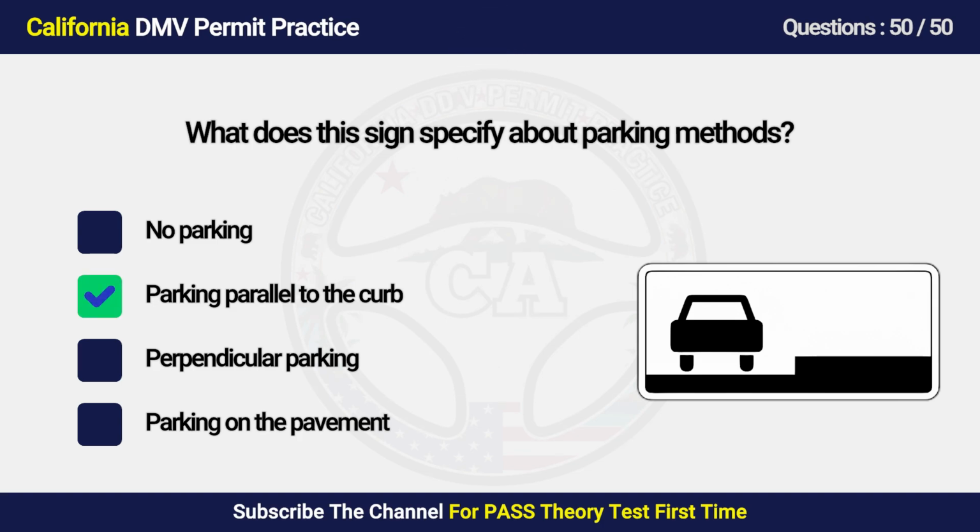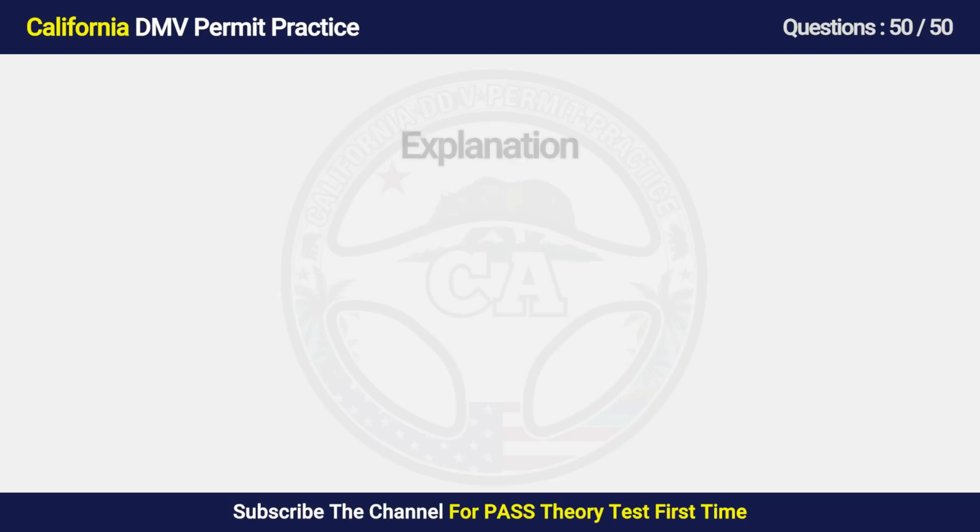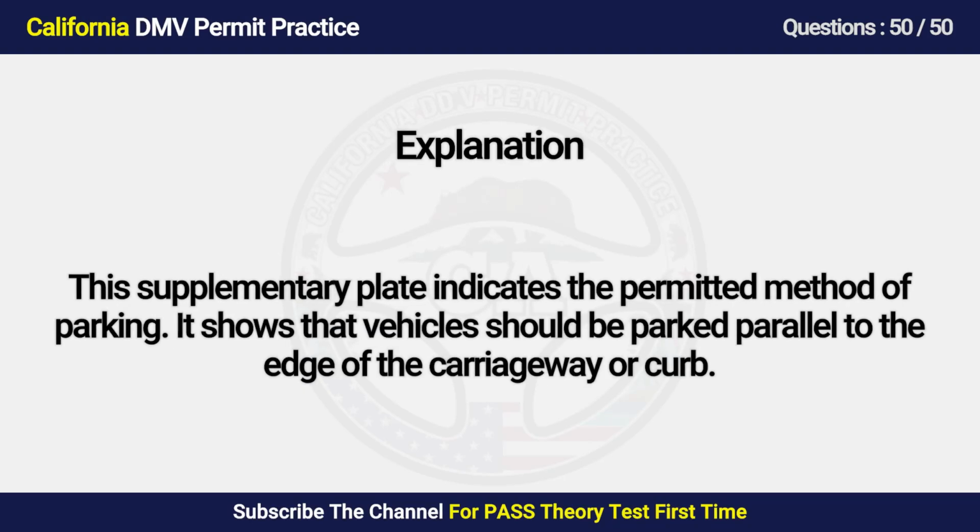Answer is B. Parking parallel to the curb. This supplementary plate indicates the permitted method of parking. It shows that vehicles should be parked parallel to the edge of the carriageway or curb.